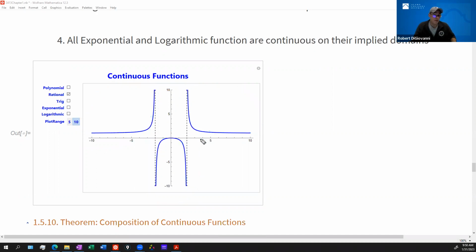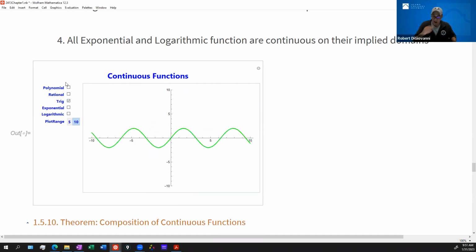What about trig functions from pre-cal? Same story. That's a sine function, right? That's continuous. You can draw it without picking up your pencil. Let me give you another example that's actually not here.